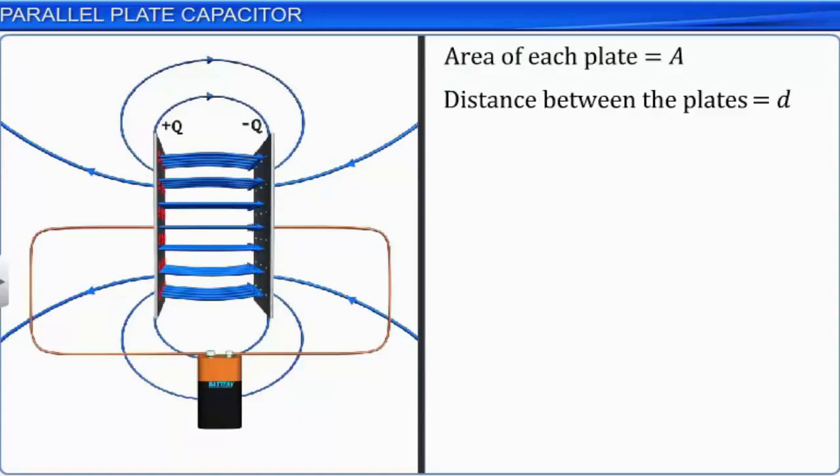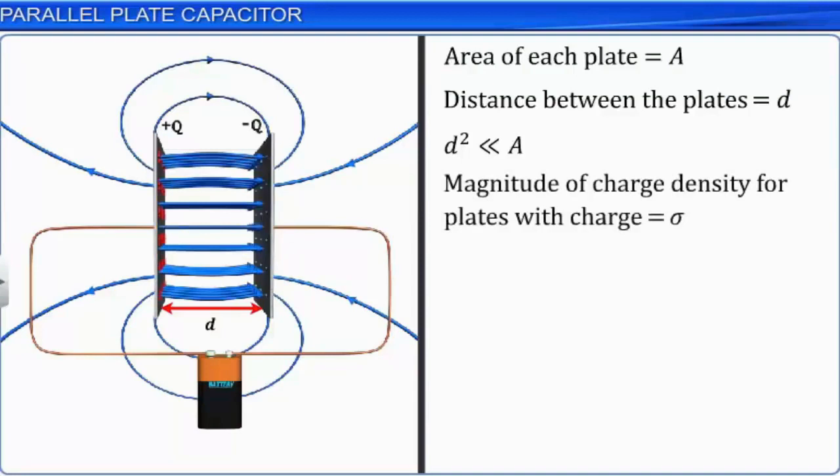We know that D is the distance between the plates. But if D squared is very small compared to the value of the area A, the fringing effects can be neglected in the regions which are far off from the edges of the plates. Let the magnitude of the charge density be sigma for the plates with the charge Q on them. Then, sigma is equal to Q by A. Let this be equation 1.